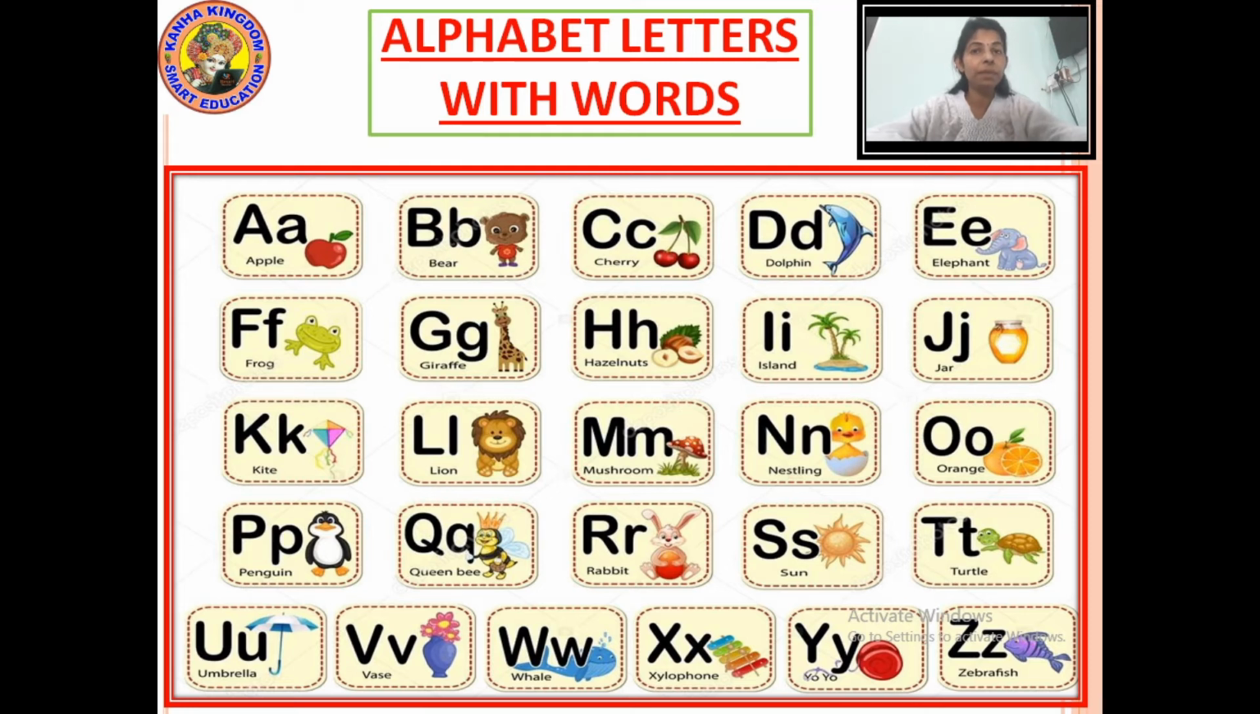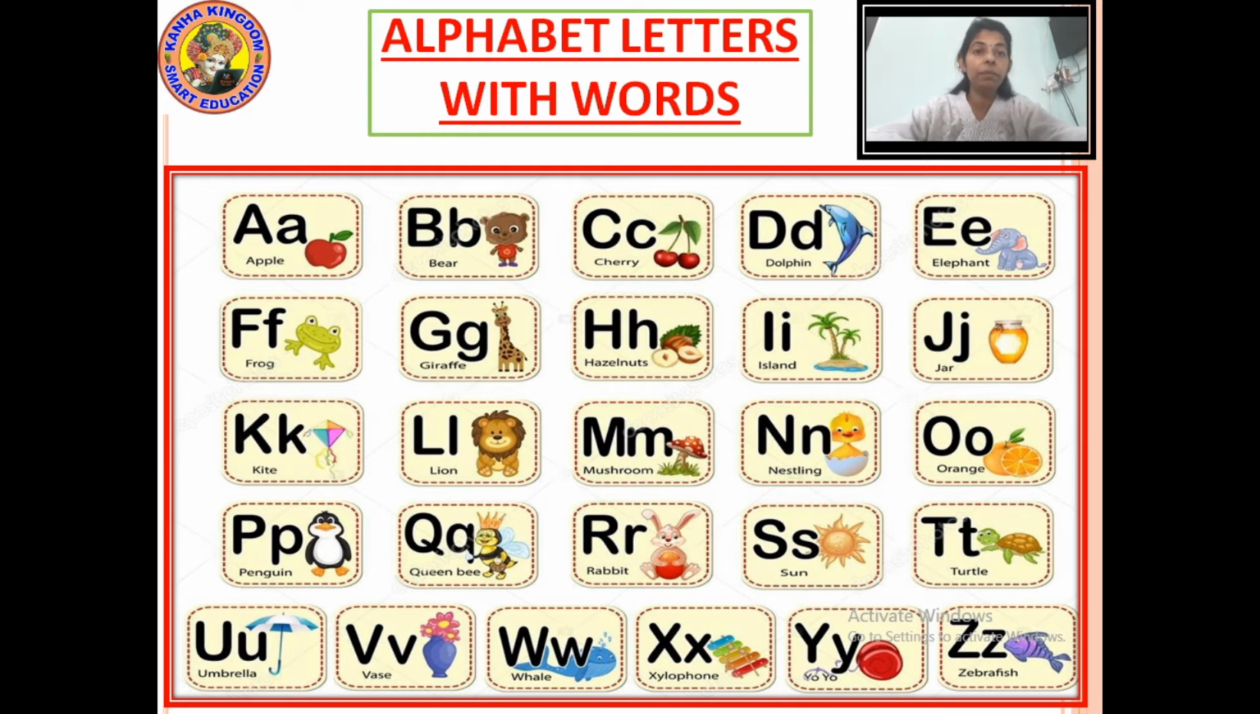Now let's see what comes after P. Q. Q for queen bee. Now tell me what comes after Q. R. R for rabbit. Great. Very nice. What comes after R? S. Yes. S for sun. Very nice.